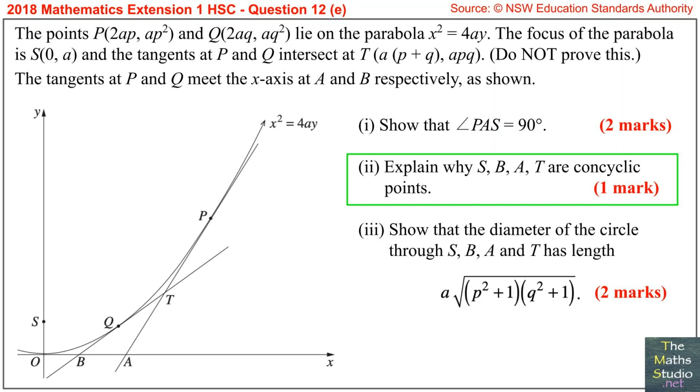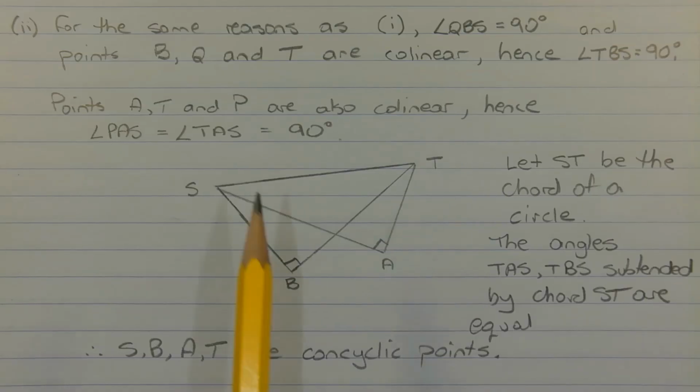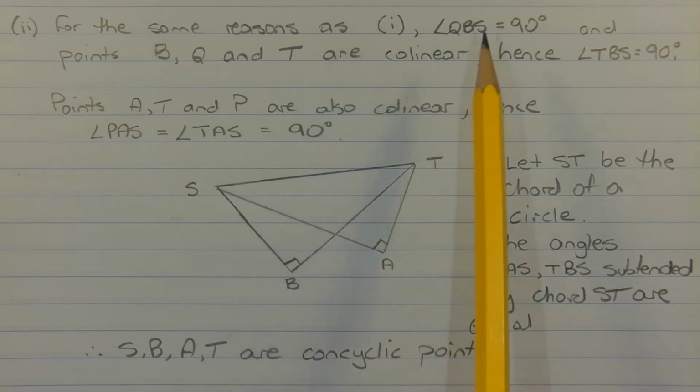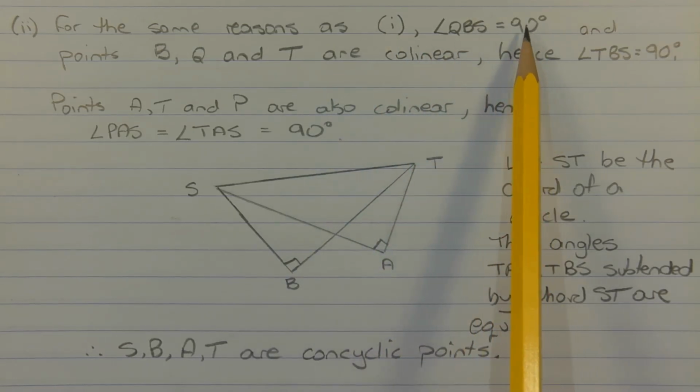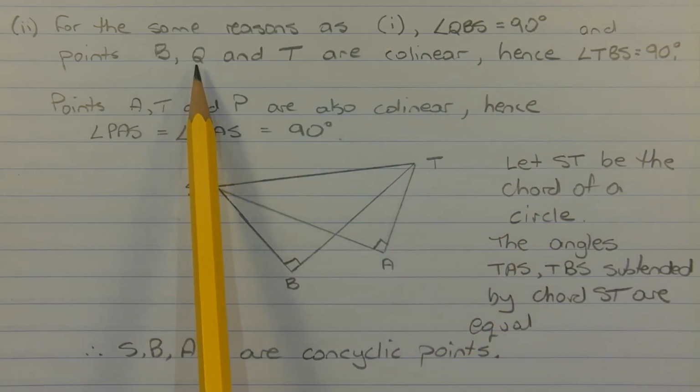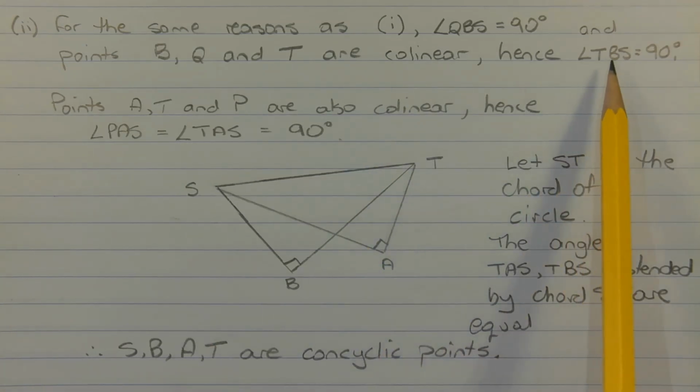Part 2. Explain why S, B, A, T are concyclic points. For the same reasons as Part 1, angle QBS can be shown to equal 90 degrees, and points B, Q and T are collinear, which means they lie on the same line. Hence angle TBS equals 90 degrees.